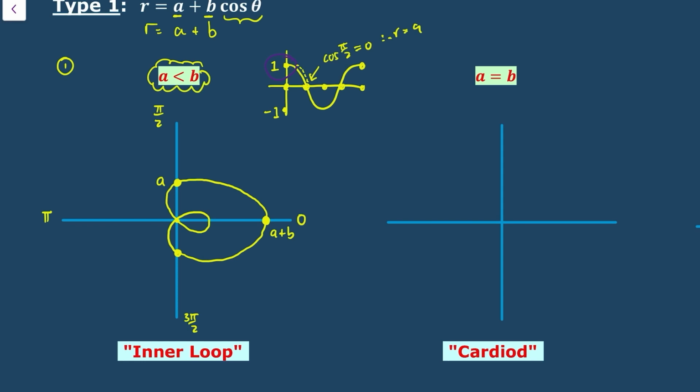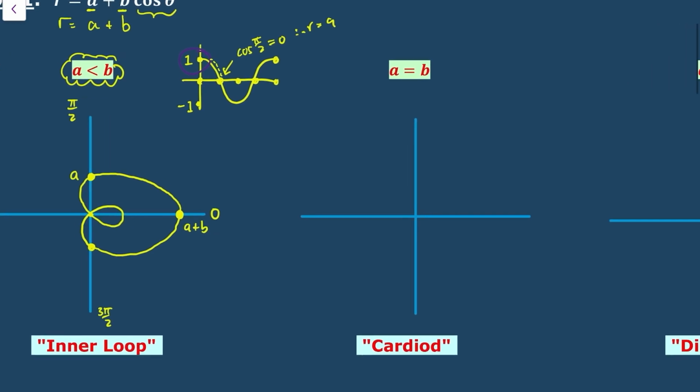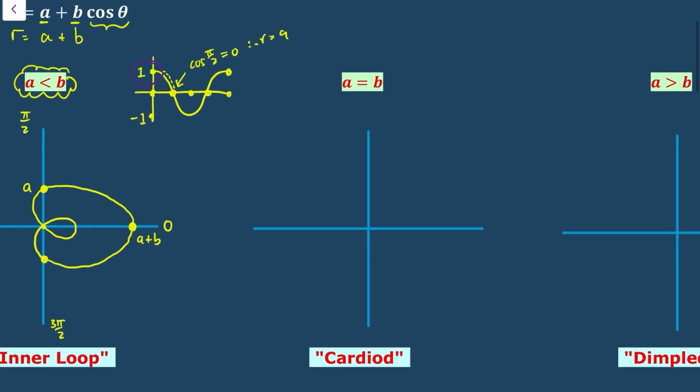We refer to it as having an inner loop. In the second scenario, I have that a is equal to b, and these graphs end up becoming a cardioid. We call them cardioids, and they are sort of heart-shaped. Again, when cos is 0, I have a value of 1, so I'm going to start here at a plus b, and I'm going to continue.